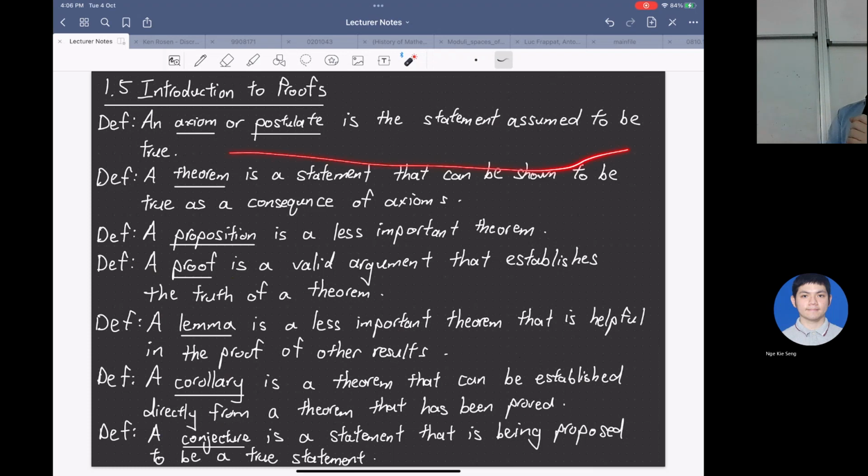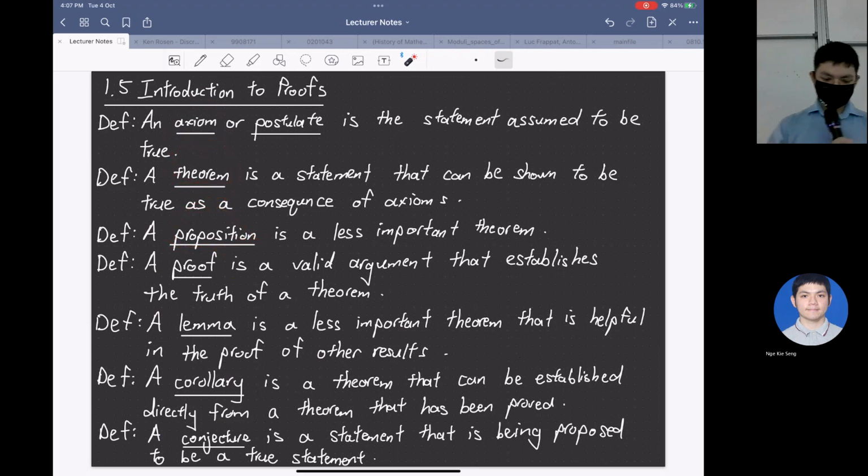So when we prove something, we need to start from some statement which is assumed to be true. Whether it exists in this world or not, we don't know. But we want to assume something is true, and then we start from there. These are called the axiom or postulate. So we assume some statements are true, and then see what results we can get from those axioms. We call it a theorem if it is a statement that can be proved from these axioms. Proposition is another word for theorem.